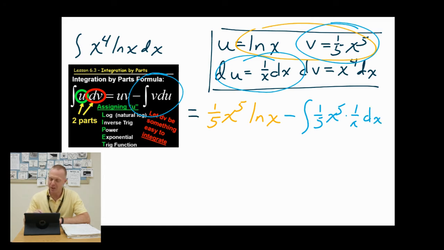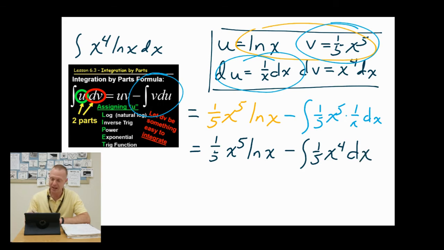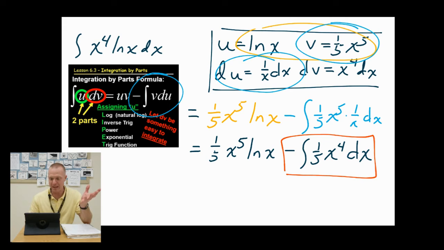Now, the part that you're going to want to begin to understand here is that we still have some work to do. We plugged into the formula. The formula is the answer, but the formula tells us to actually do an integral. Right here, we have to do the integral of 1/5 x to the fifth times 1 over x. Well, for starters, that can be simplified to be 1/5 x to the fourth. But still, I need to actually do this integral. And that's kind of the part that sometimes students miss. The formula still requires you to do calculus.